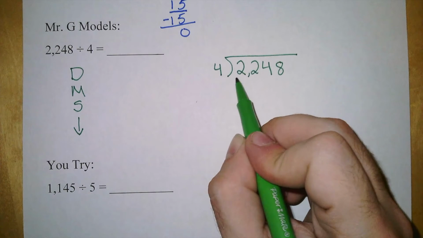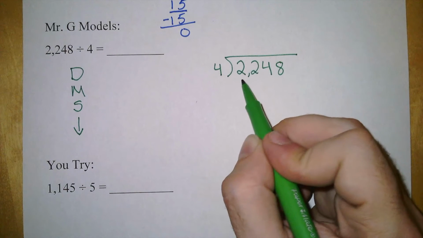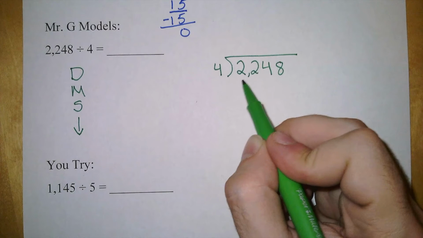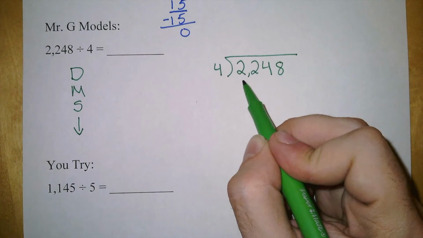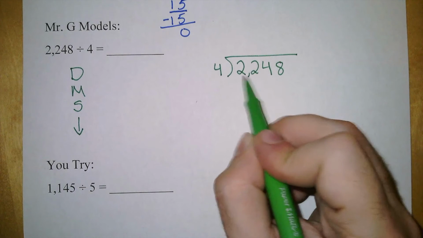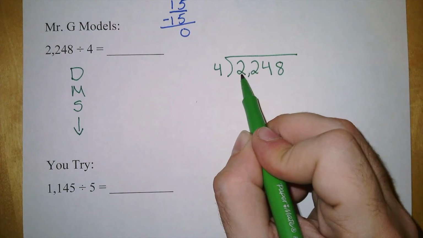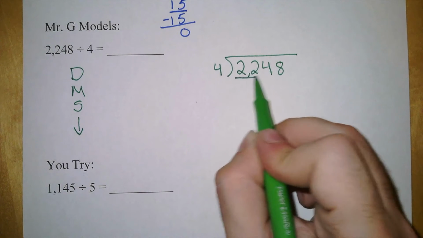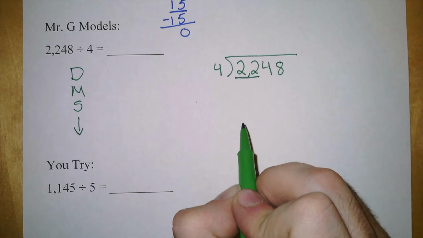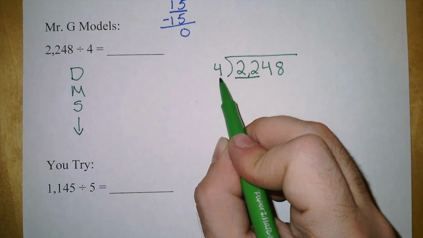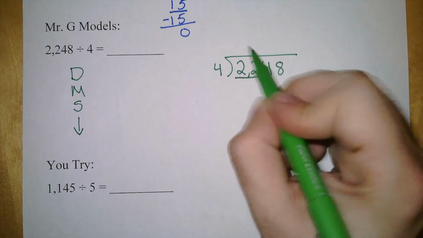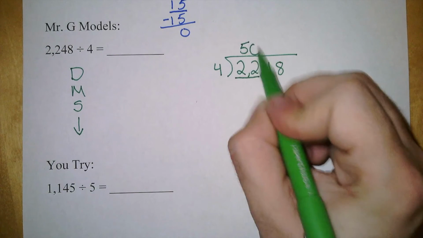Alright, so just as we did before, we start with the largest place value. And I see that it's a 2. That 2 in the thousands place, if we think about it as a solid item, we can't divide it into 4 groups. We need to first regroup it into hundreds. So now instead of dividing 2 thousands, we're going to be dividing 22 hundreds. 22 hundreds divided by 4 is equal to 5 hundreds. I'm going to write that, though, as its value of 500.